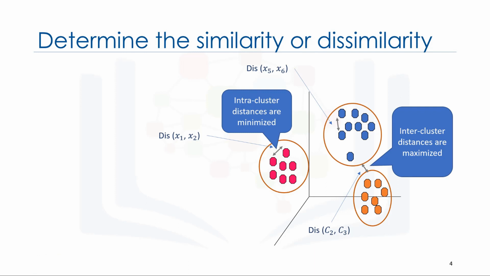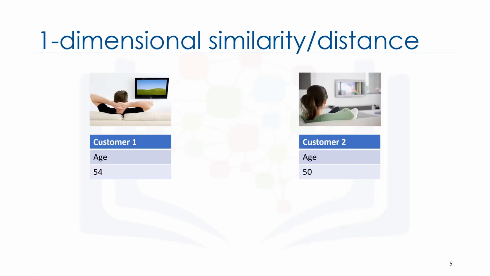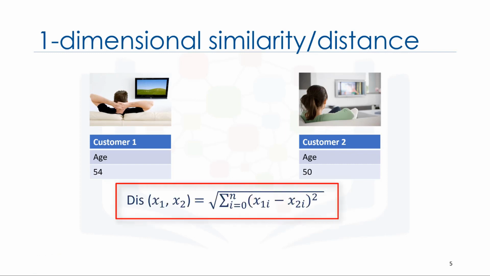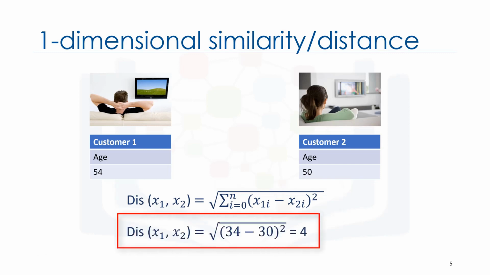Now, the question is, how can we calculate the dissimilarity or distance of two cases, such as two customers? Assume that we have two customers. We'll call them customer 1 and 2. Let's also assume that we have only one feature for each of these two customers, and that feature is age. We can easily use a specific type of Minkowski distance to calculate the distance of these two customers. Indeed, it is the Euclidean distance. Distance of x1 from x2 is root of (34 minus 30) to the power 2, which is 4.